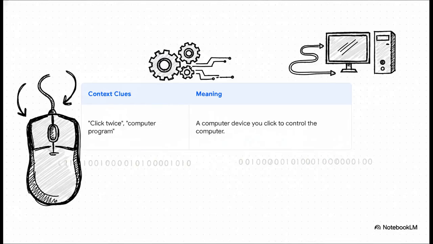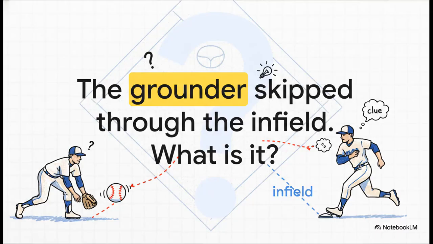The clues here are practically screaming at us. Click twice and computer program. Both of those are classic computer terms. So in the world of computers, a mouse isn't an animal, it's that little device you use to control the cursor on the screen. The secret code is cracked. Okay, let's try a different kind of jargon. This time from the world of sports. The grounder skipped through the infield.